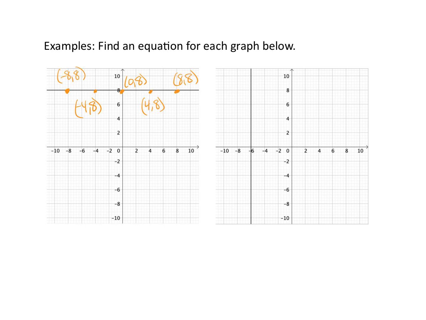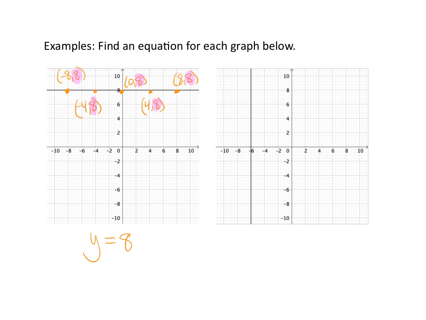So every point on that line has something in common. They all have a y coordinate of 8. 8, 8, 8, 8. No matter what point I plot on that line, it has a y coordinate of 8. And that is the key to writing the equation. We say the y coordinate is 8. Y equals 8.